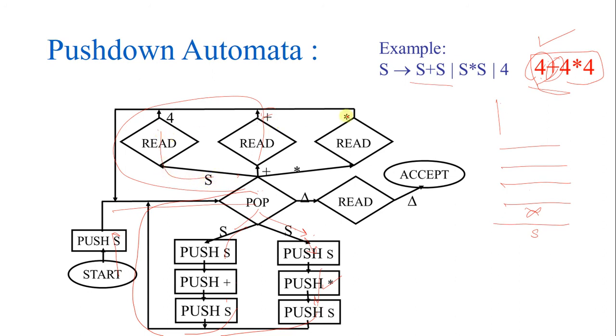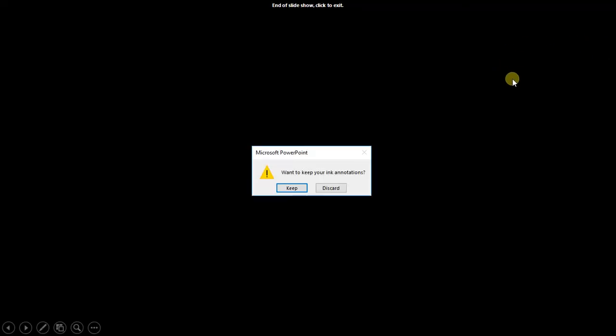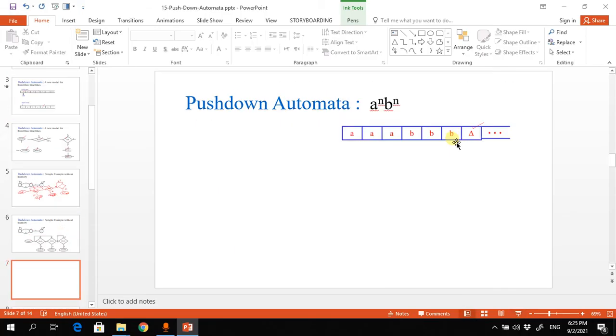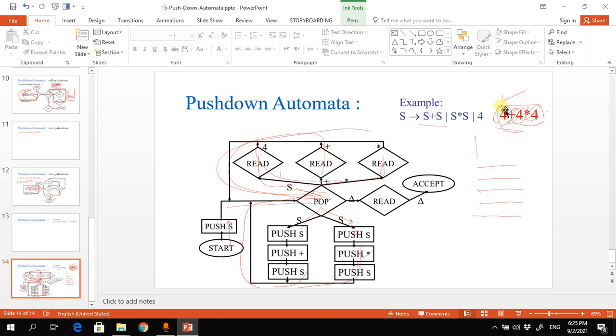So I read this 4, and then again I pop the star. When I pop the star, I move this way, I pop the star and I read the star, and then finally I pop S, this one, and I read 4, this one, so the string is accepted. Finally the string is accepted. That's it.